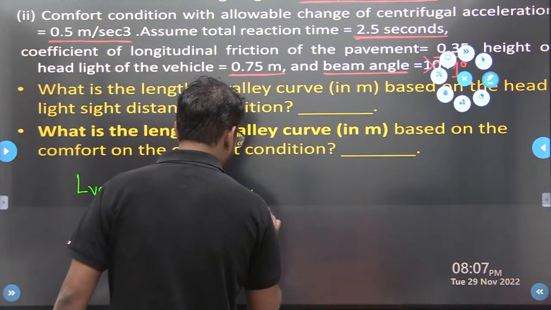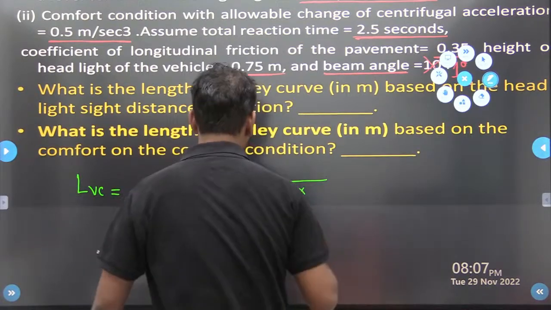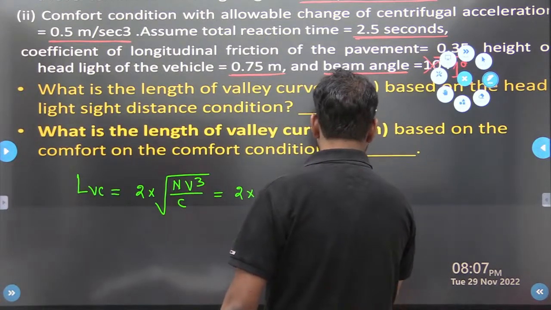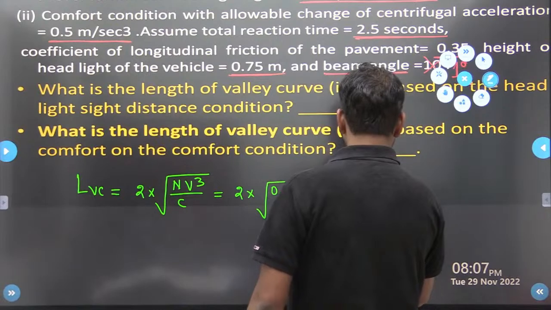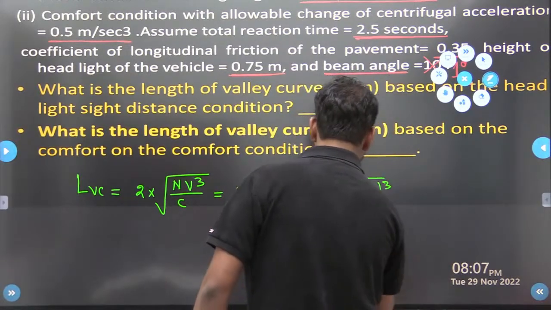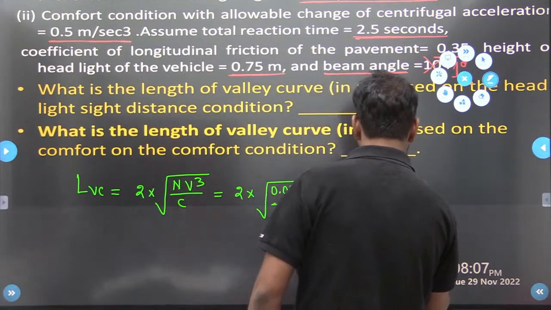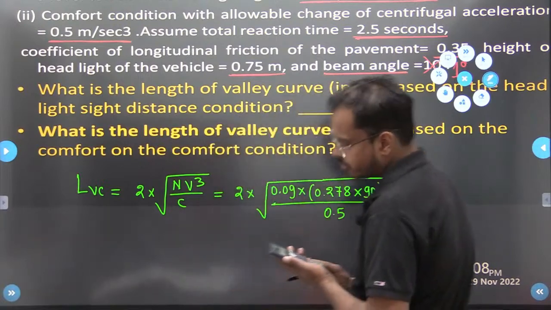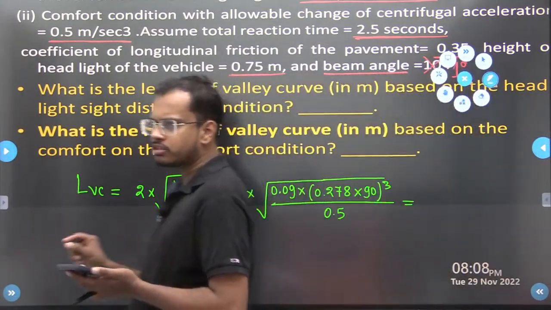2 multiplied by, what is the value of N? 0.09 multiplied by V cube, 0.278 multiplied by, what is the value of V? V, that means 90 whole cube divided by C. What is the value of C? C is 0.5, given in the question. This is the formula, is it correct or not? 2 multiplied by the square root of N V cube upon C. It is the formula.